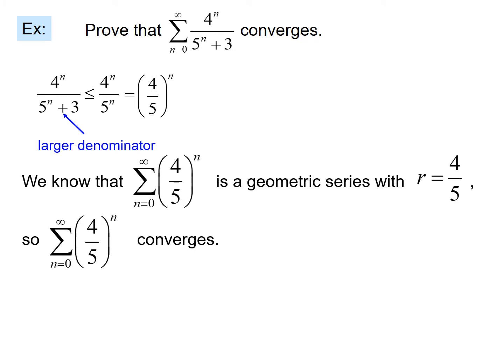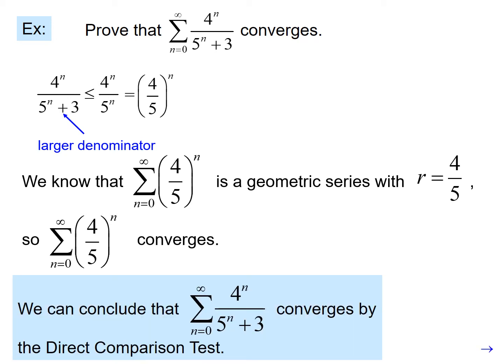So we should realize that if we take the sum from n equals 0 to infinity of 4/5 to the n, that's a geometric series, r equals 4/5, which is less than 1, so that series converges. Therefore, the original series, the sum of 4 to the n over 5 to the n plus 3, must converge by direct comparison.